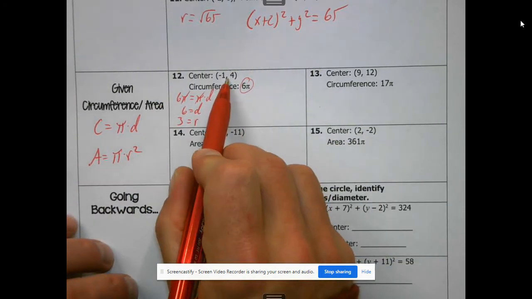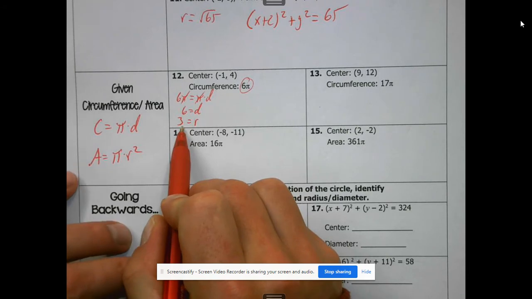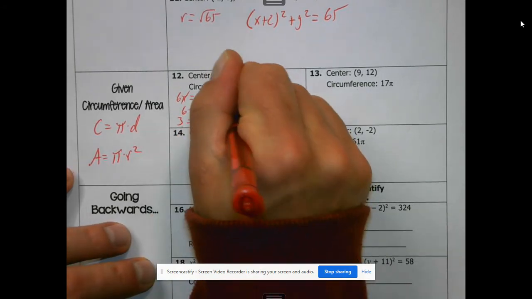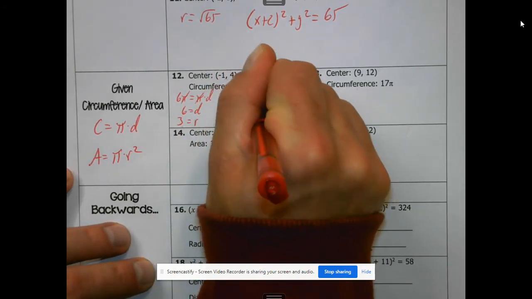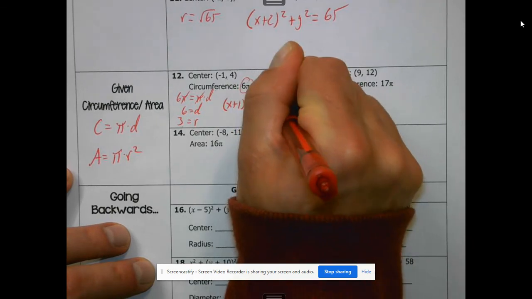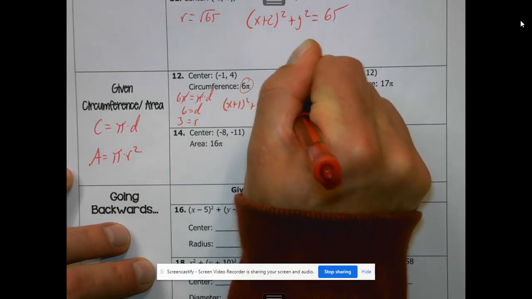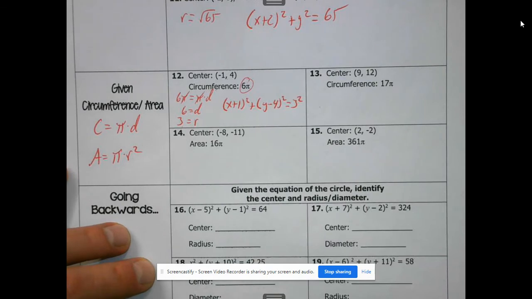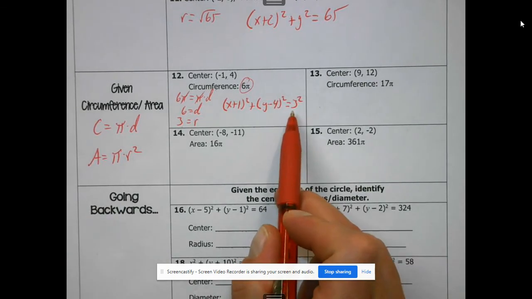You've got the center, you've got the radius, plug into the equation. X plus 1 squared, y minus 4 squared equals 3 squared, which would be 9 if you wanted to simplify. That's it.